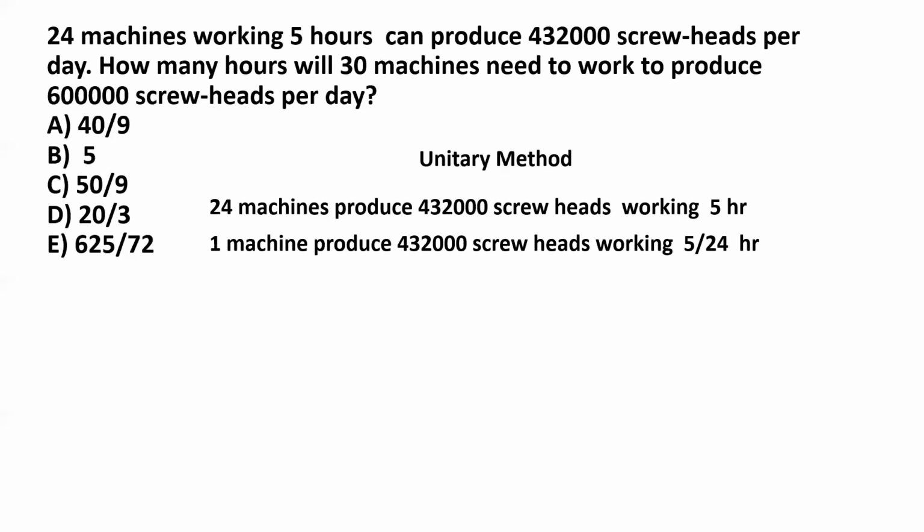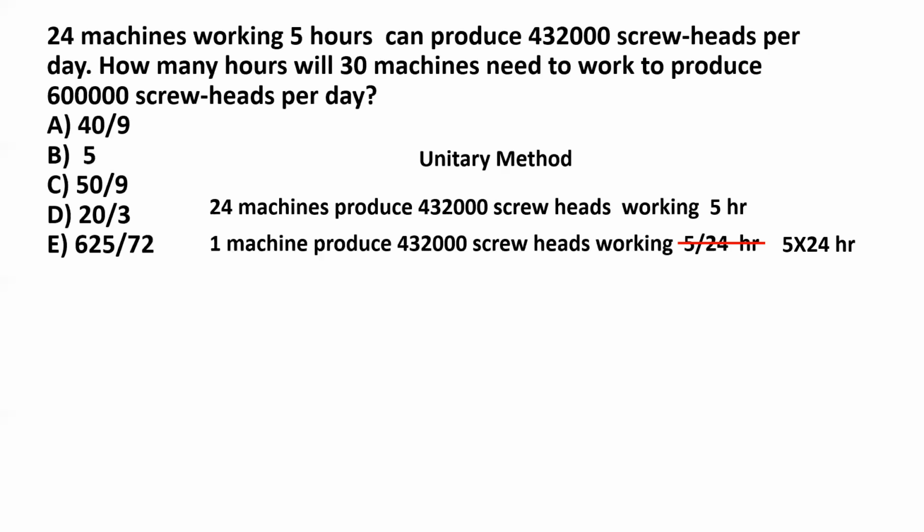So that's where you have to think a little bit, right? Because what we are saying now is, well, we have 24 machines that produced a certain number of screw heads working 5 hours. But if we bring it down to 1 machine, to produce the same number of screw heads, it has to actually work more hours than 5, right? So this is actually wrong. We can't divide it by 24. So we have to actually multiply by 24.